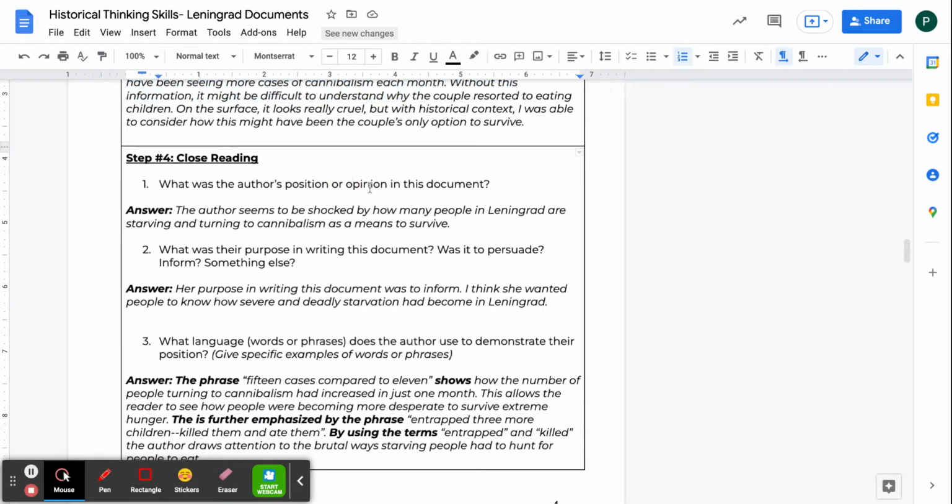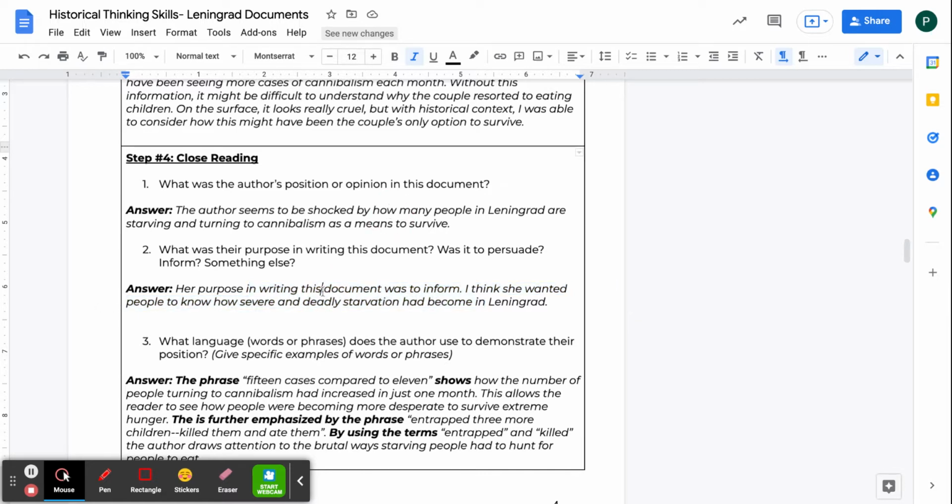Okay, fourth step, close reading. What's the author's position or opinion? This author seems to be shocked, okay? So we can talk about their opinions, their emotion. We can also talk about their position. Are they trying to inform? Are they trying to persuade? In this case, I think this person is feeling shocked and they're trying to inform. Sorry, that's the next one. The purpose. The purpose is trying to inform. She wanted people to know how bad it was in Leningrad. My apologies. So the first one is just what are their opinions on it?